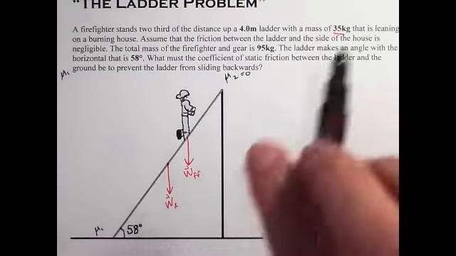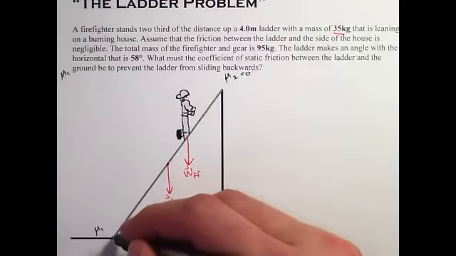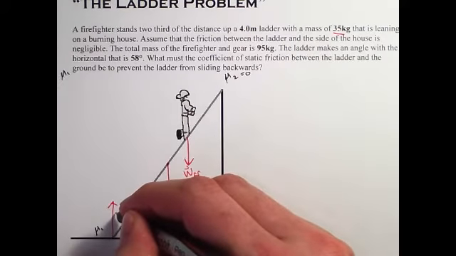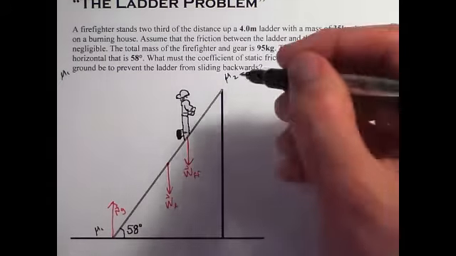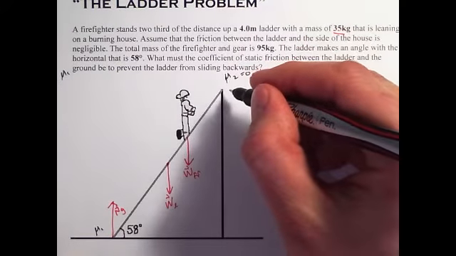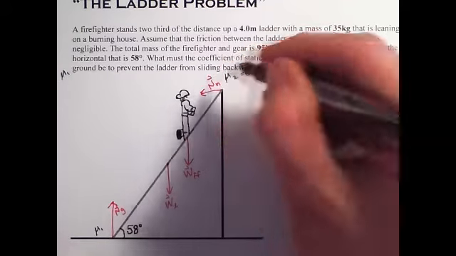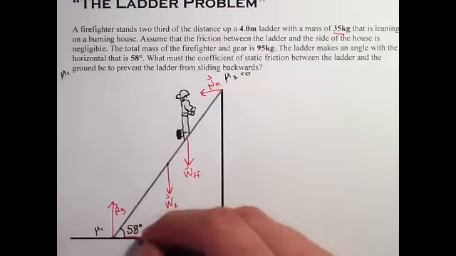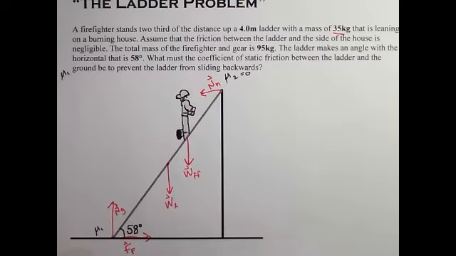Now, this ladder is pushing down on the ground, so Newton's third law says that every action has an equal and opposite reaction, so it's also not moving. So we know that the ground is pushing back up, which we're going to call normal ground. We know that if the ladder is leaning up against the house, we are going to have another normal force of the house pushing back, which we're going to call normal house, or NH. And finally, we have a force of friction, which is going to stop the ladder from sliding out backwards.